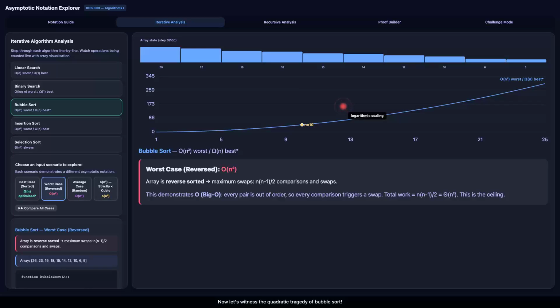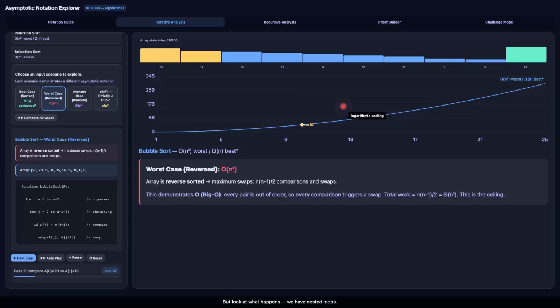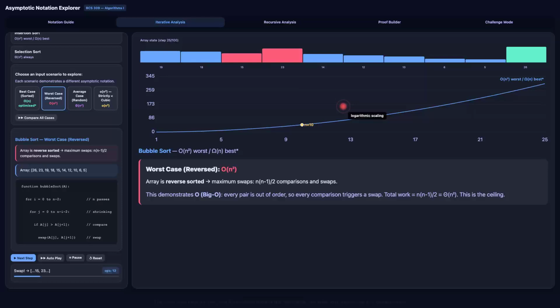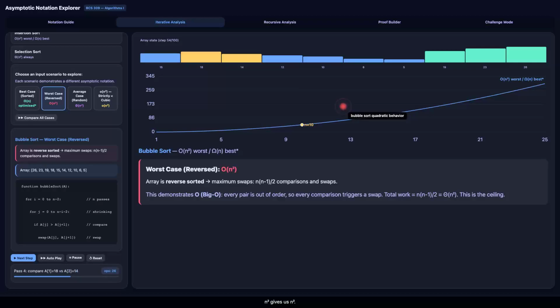Now let's witness the quadratic tragedy of bubble sort. The algorithm is deceptively simple. Repeatedly scan through the array, swapping adjacent elements that are out of order. But look at what happens. We have nested loops. The outer loop runs n times, and for each iteration of the outer loop, the inner loop does roughly n comparisons. N times n gives us n squared. Even for a modest array of 1,000 elements, that's 1,000,000 operations in the worst case.